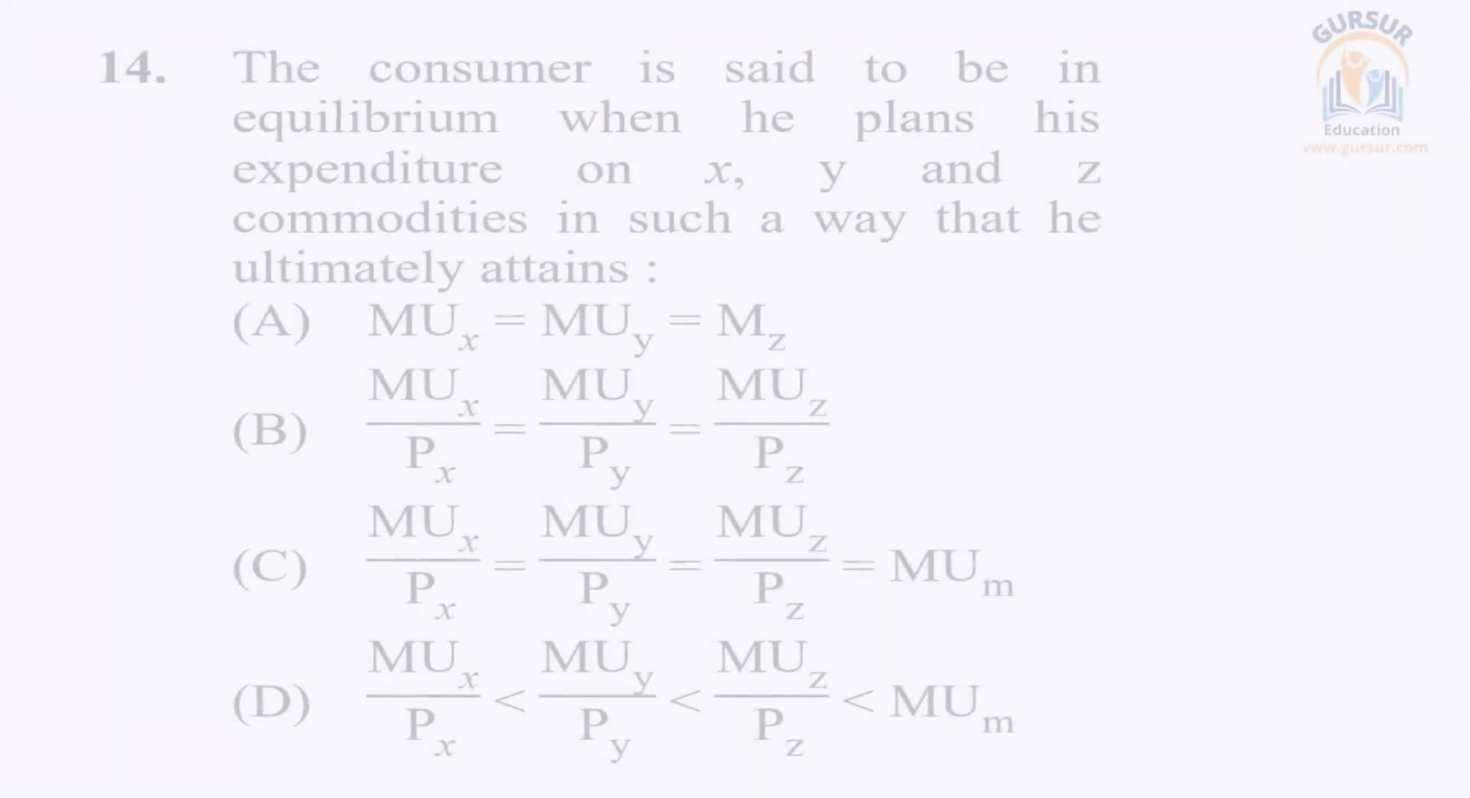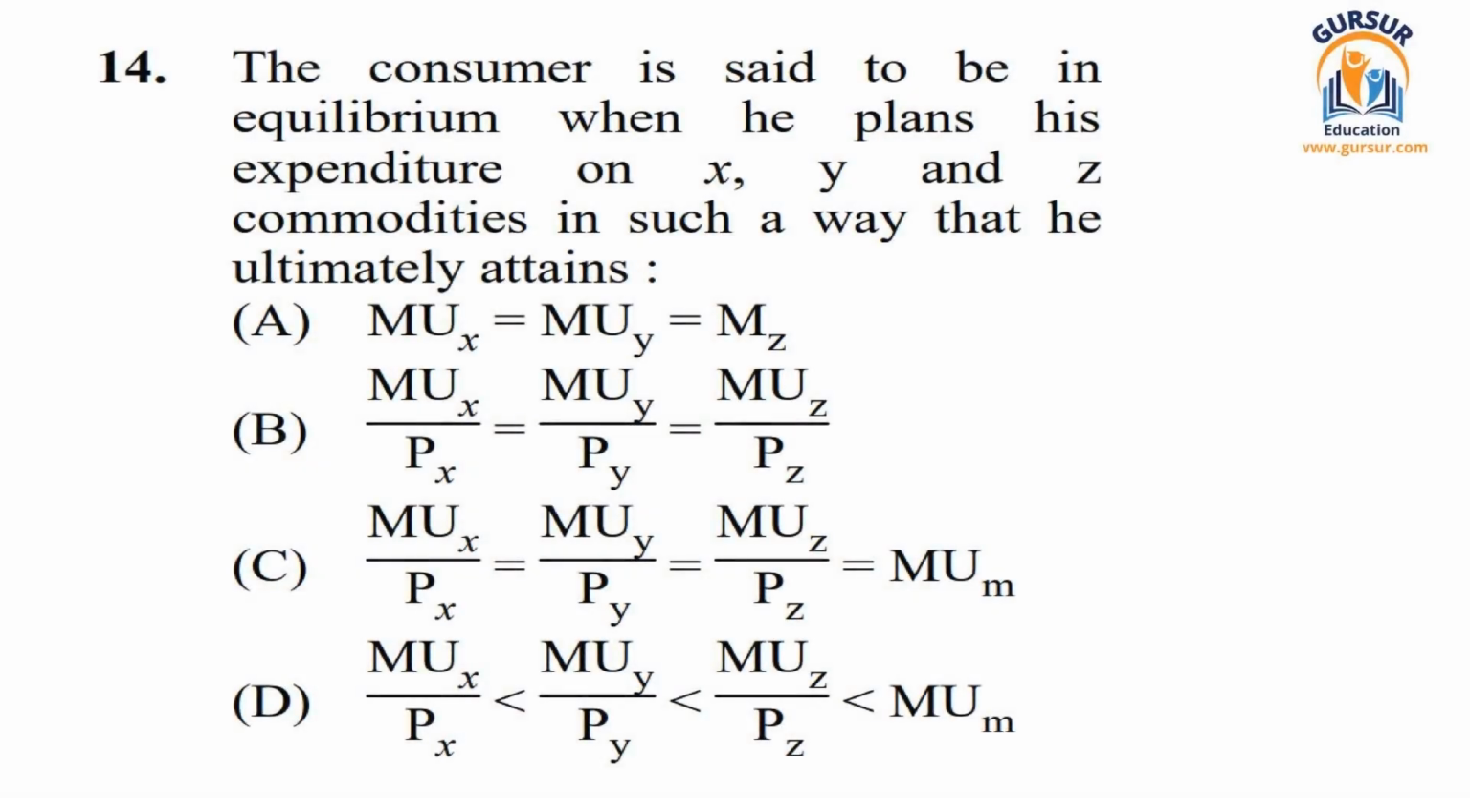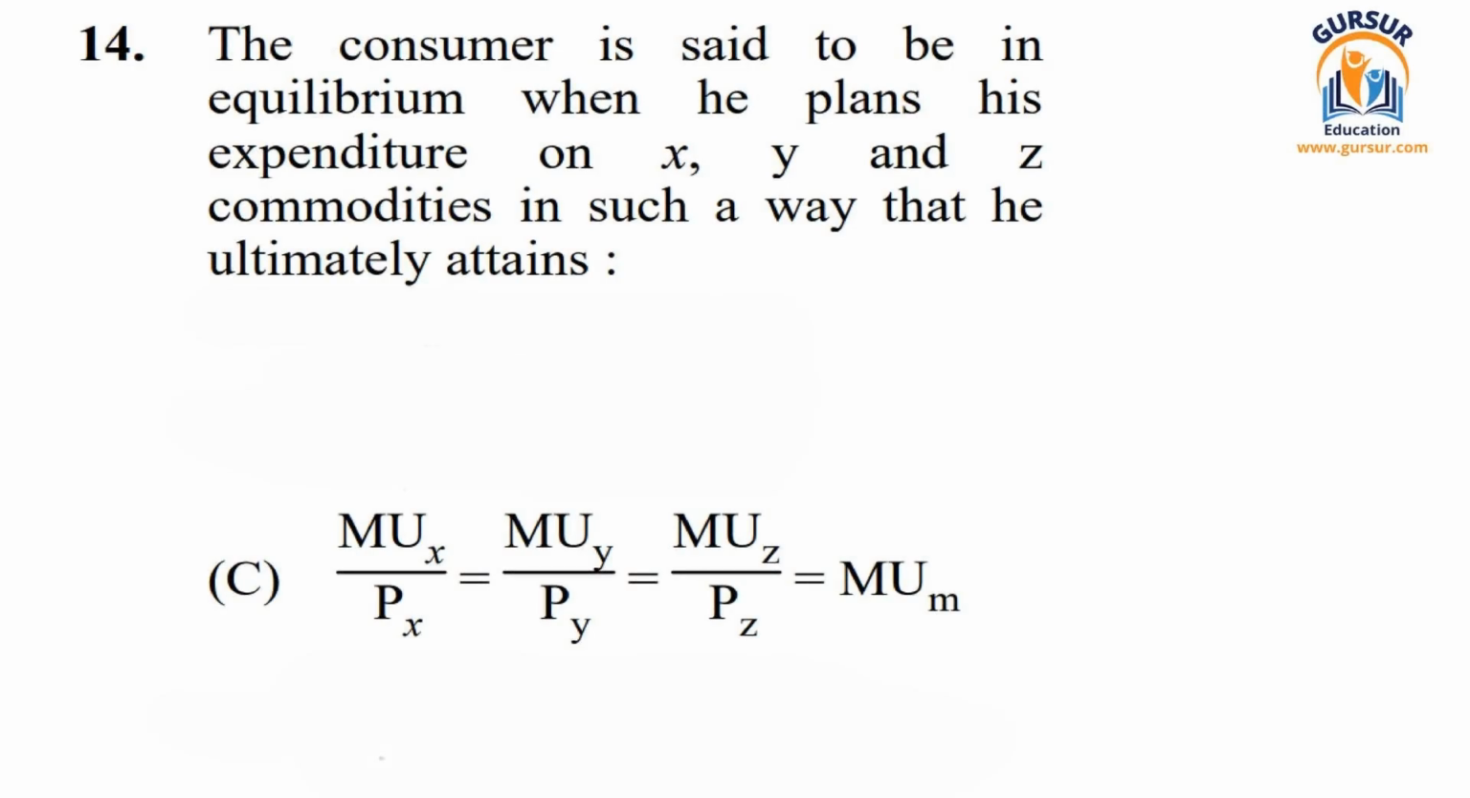Question number 14. The consumer is said to be in equilibrium when he plans his expenditure on X, Y and Z commodities in such a way that he ultimately attains the following situation. All the options have been given on the screen. You can pause and analyze the right answer. The right answer of the question is option C. We suggest you to analyze the answer and move on.